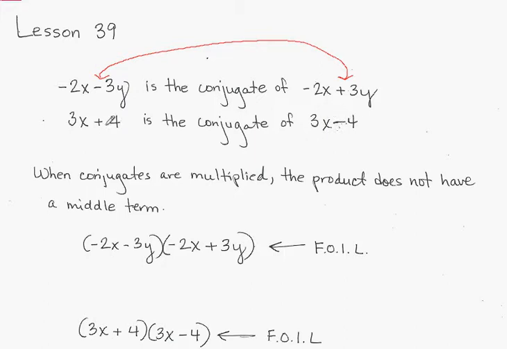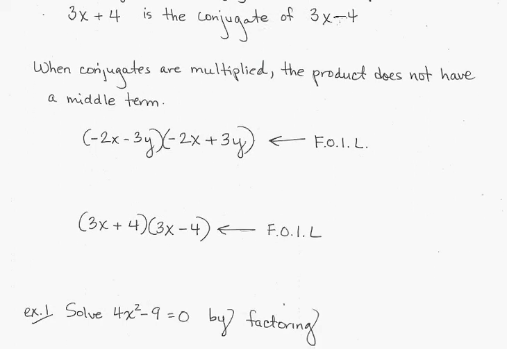If we have 3x plus 4, the conjugate of 3x plus 4 is 3x minus 4. Now the important thing about a conjugate is when you multiply two conjugates together, their product does not have a middle term. So when we go to do FOIL, let's do FOIL on this one.